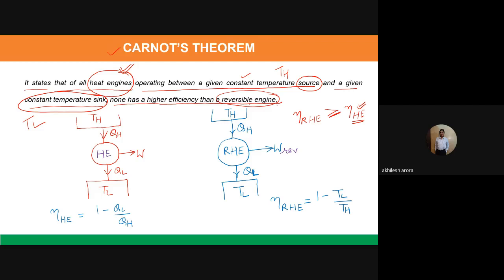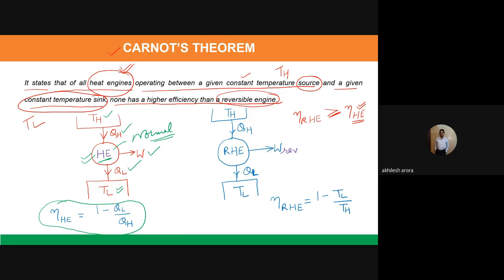So you can see here, if we look at this particular diagram, there is a high temperature source. This is the low temperature sink, and there is a heat engine. Now this heat engine is HE. I am calling this a normal heat engine. It's not a reversible heat engine. We are taking out heat QH from it. We are getting work as W, and heat QL is rejected. So we call the efficiency of the heat engine 1 minus QL by QH.